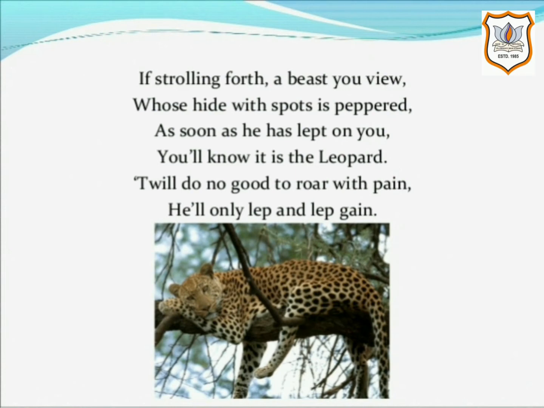The poet says that if you are casually walking in a jungle, you will meet an animal which has skin with spots on it. This animal is so fast that it will leap on you at once, which means that it will jump on you. This jumping is an indication that it is none other than the leopard. Moreover, she adds that if you cry out in pain, it is not going to be of any use, as it will keep on jumping on you. So, in this stanza, the poet has explained the characteristics of a leopard.